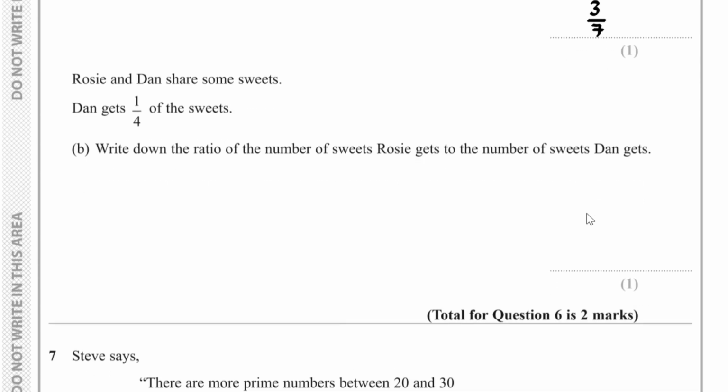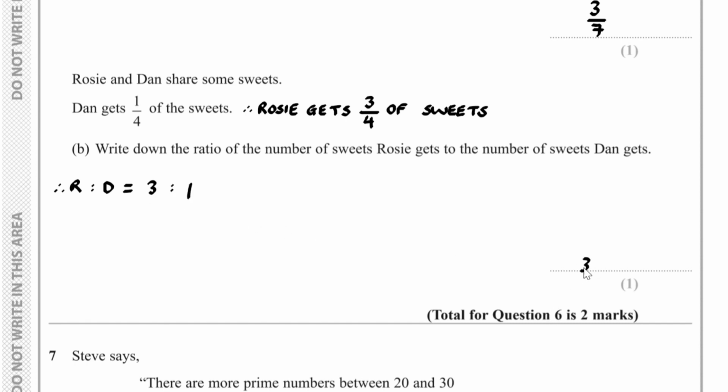Next, Rosie and Dan share some sweets. Dan gets 1/4 of the sweets. We have to write down the ratio of the number of sweets Rosie gets to the number of sweets Dan gets. Well, if Dan gets 1/4 of the sweets, that means Rosie would get 3/4 of the sweets, and therefore the ratio Rosie to Dan will equal 3:1. So we have 3:1.